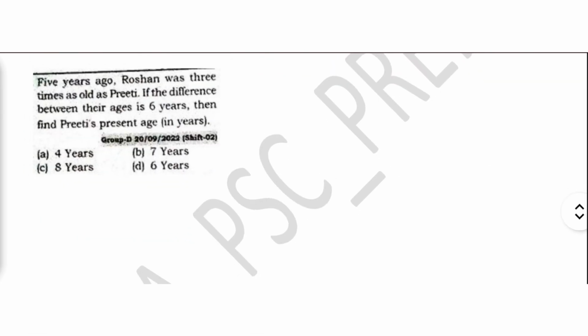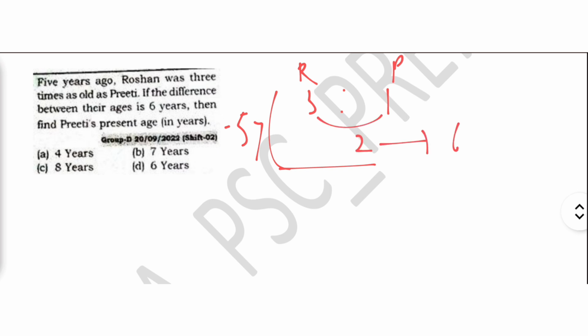5 years ago, Roshan was 3 times as old as Preeti. If the difference between the ages is 6 years, then find Preeti's present age. Very important, or conceptually important. This is your present, 5 years ago. This is Roshan and this is Preeti. Roshan was 3 times as old as Preeti. If the difference between the ages is 6 years, the difference between them is nothing but 2. 2 is nothing but 6 years.